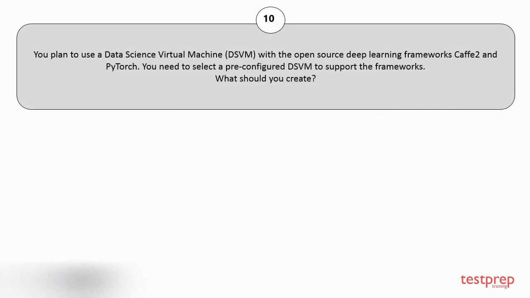Question number 10. You plan to use a data science virtual machine, DSVM, with the open-source deep learning frameworks Caffe2 and PyTorch. You need to select a pre-configured DSVM to support the frameworks. What should you create?